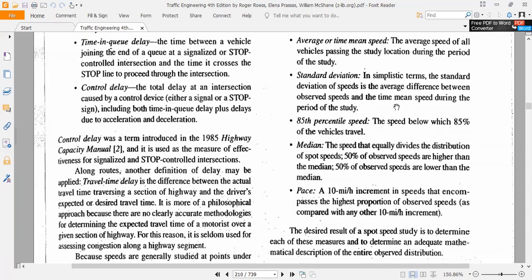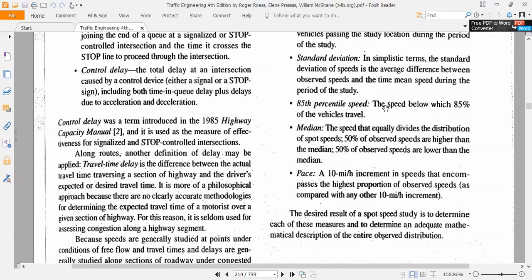For example, if the average speed is 60 kilometers per hour and the standard deviation is 10 kilometers per hour, that means up to plus one standard deviation, the vehicles that are deviating from the average speed are deviating by 10 kilometers per hour. So 70 kilometers per hour, where 60 is the average speed.